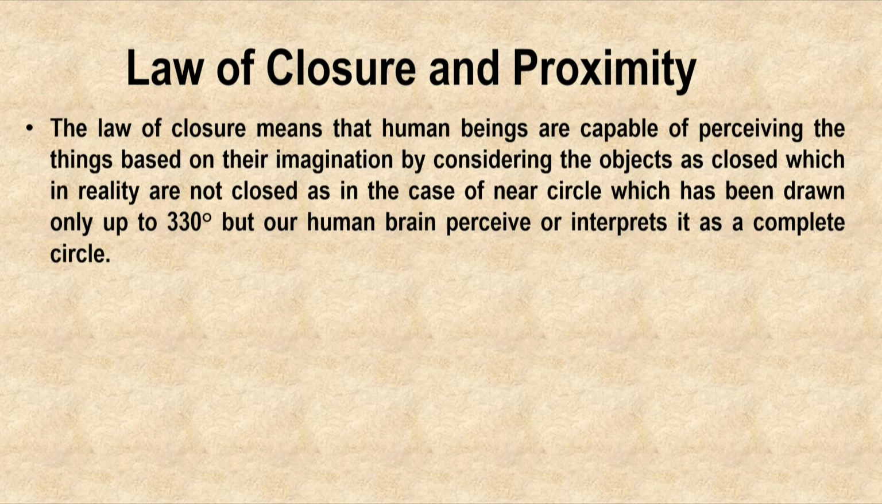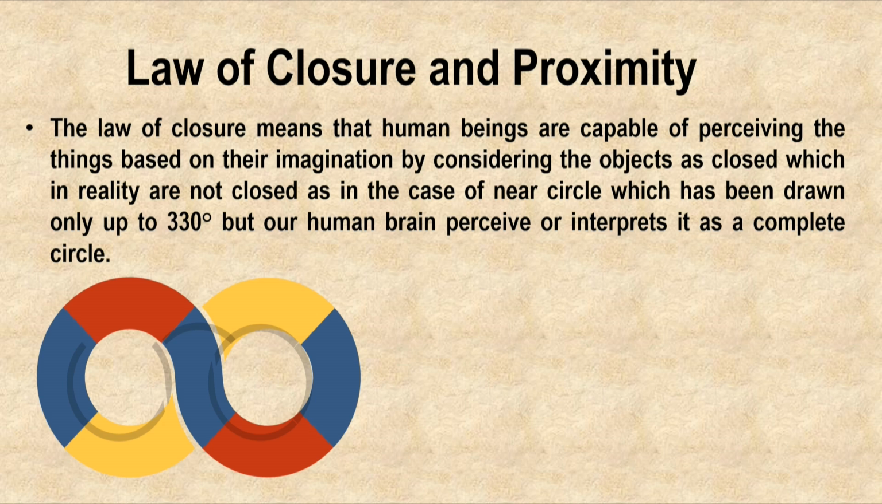Law of closure and proximity. The law of closure means that human beings are capable of perceiving things based on their imagination by considering an object as closed, which in reality is not closed. We can take the example of a circle which has been drawn only up to 330 degrees, but our human capacity allows us to interpret that unclosed thing as a circle. So this is the law of closure.